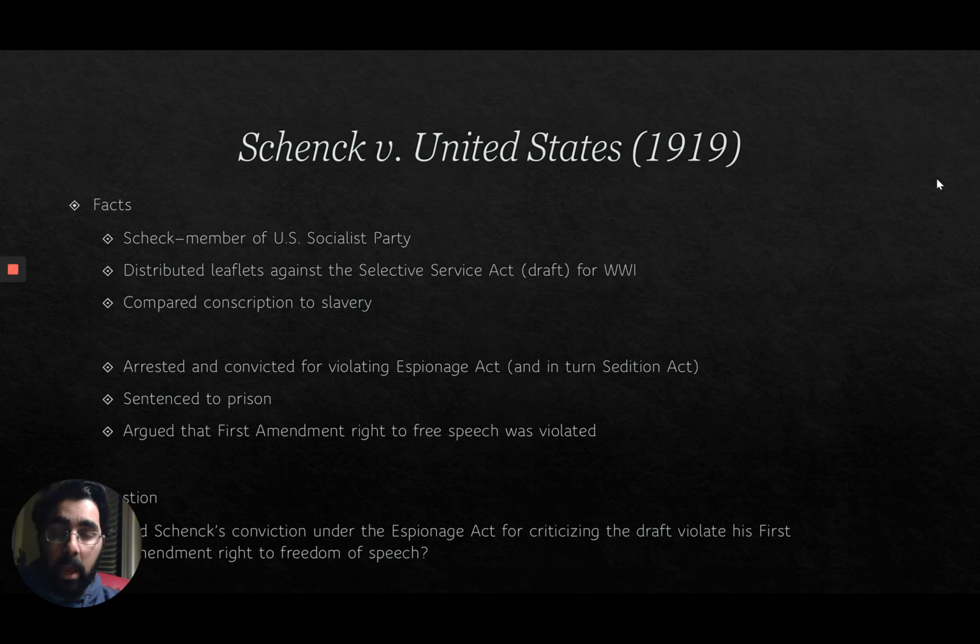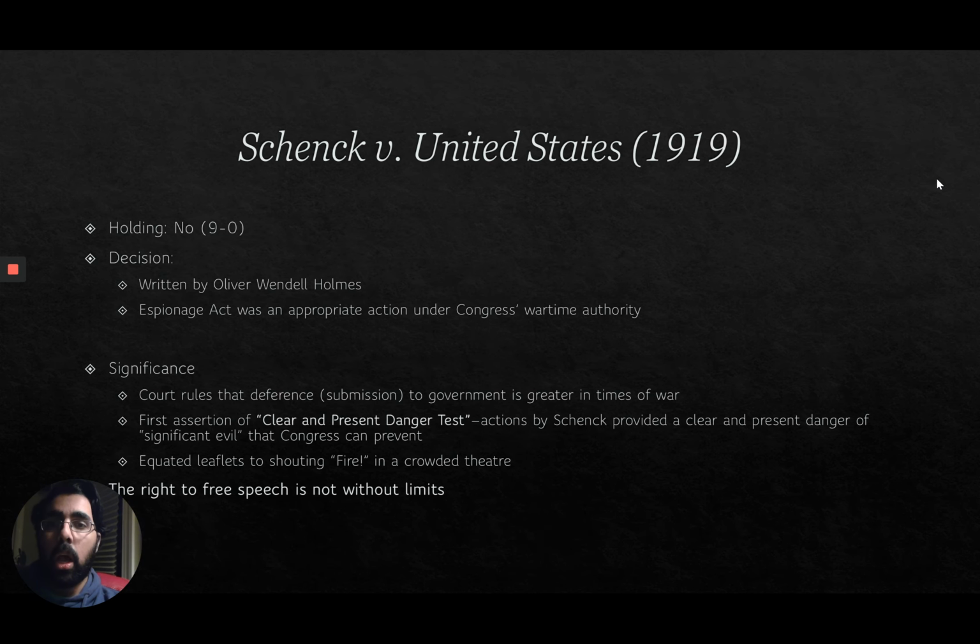So, the question of the case is, did Schenck's conviction under the Espionage Act for criticizing the draft violate his First Amendment right to freedom of speech? The holding is no, it didn't, in a unanimous decision authored by Justice Oliver Wendell Holmes. The decision here says that the Espionage Act is appropriate as an action, right, an exercised action under Congress's wartime authority.